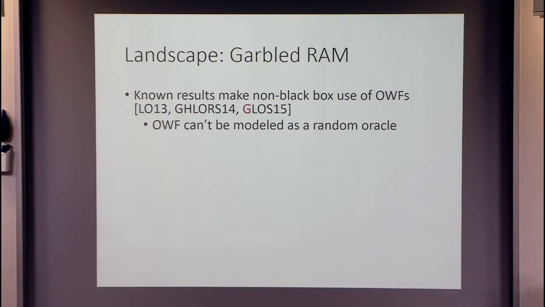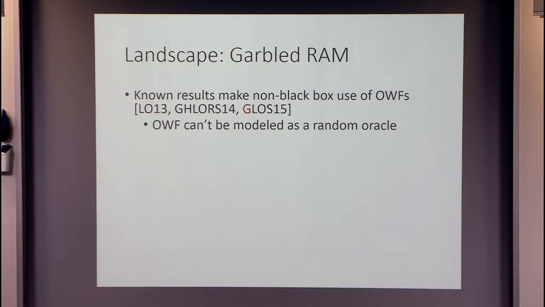But what's very crucial in all these results is that they make a non-black box use of the one-way functions. In particular, you cannot model the one-way function that's being used as a random oracle in implementing these constructions. So they take the code of the one-way function, which is then again garbled inside the construction.